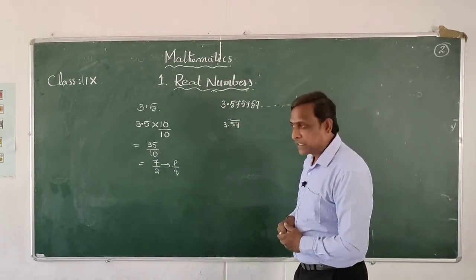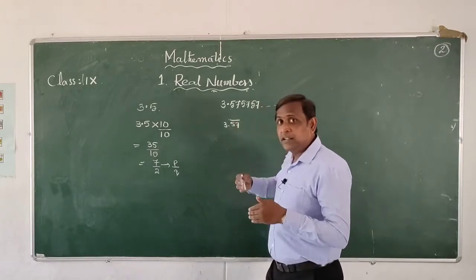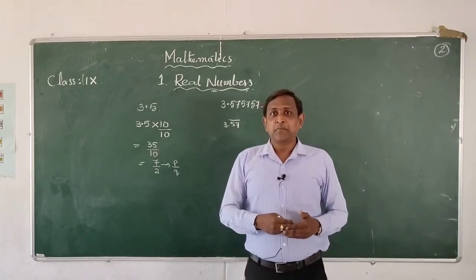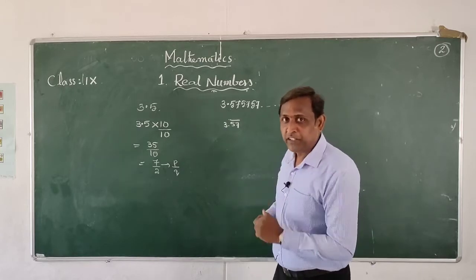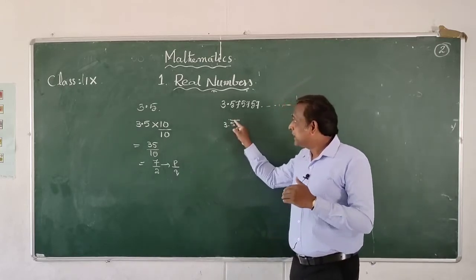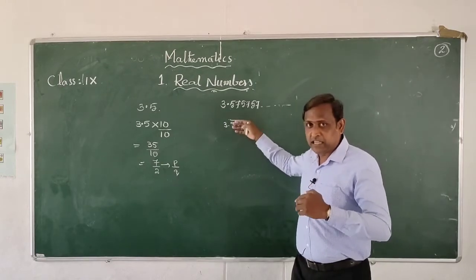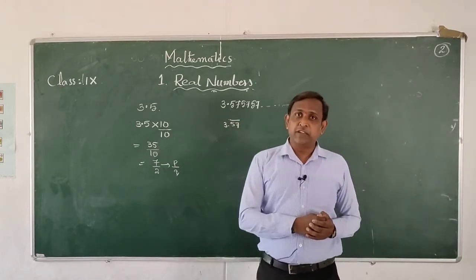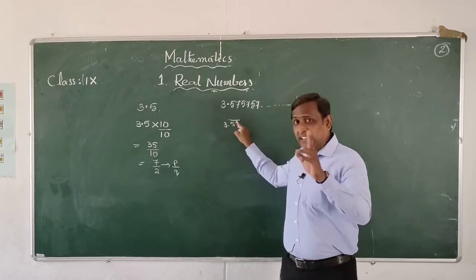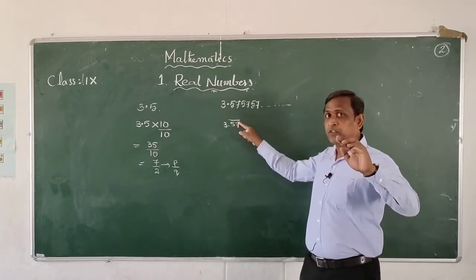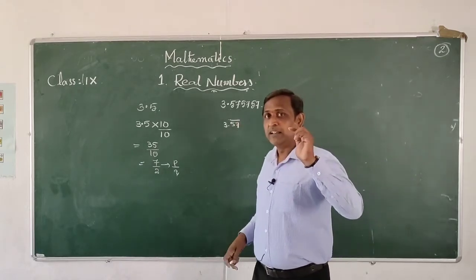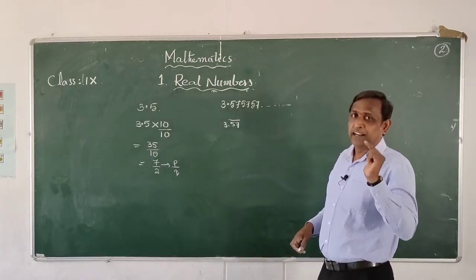And one more thing I can say: the number which is under the bar notation is called the period of the number. So which number is under the bar notation? 57. Then the period is 57. So once again I am repeating these 2 most important points: one is the period, another one is the periodicity.